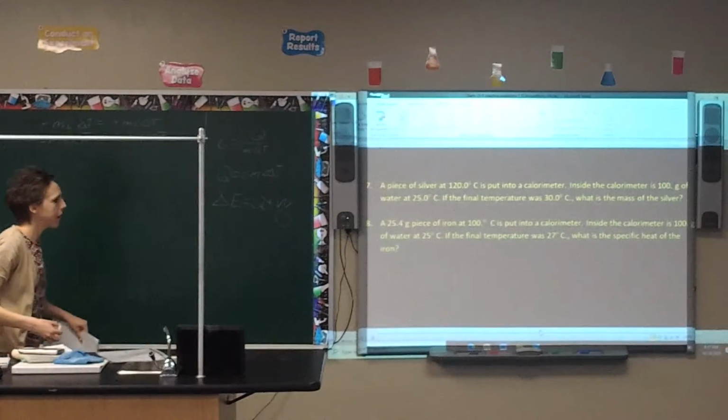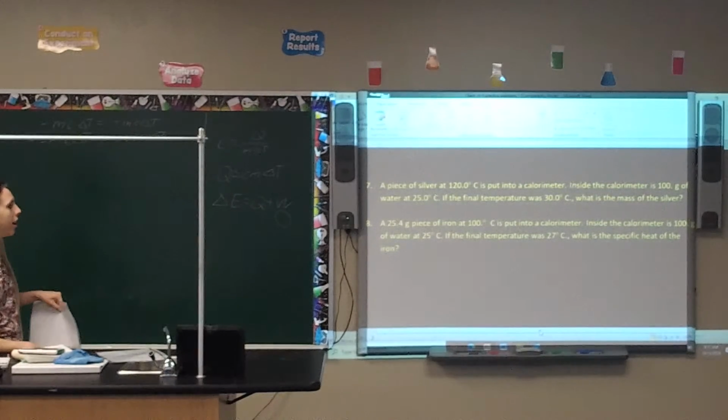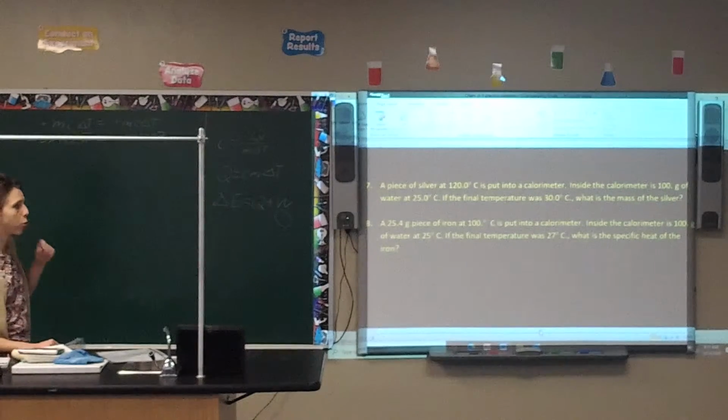Alright, so a piece of silver at 120 degrees Celsius is put into a calorimeter. Inside the calorimeter, 100 grams of water at 25 degrees Celsius. The final temperature is 30 degrees Celsius. What's the mass of the silver? So we're finding mass. So pay attention to what you're asked to solve for in this problem. So you go ahead and pause the video. Try to see if you can work it out. If you get stuck though, come back.